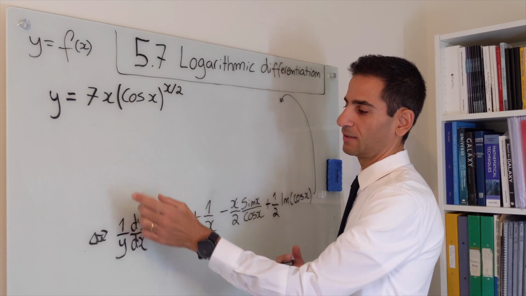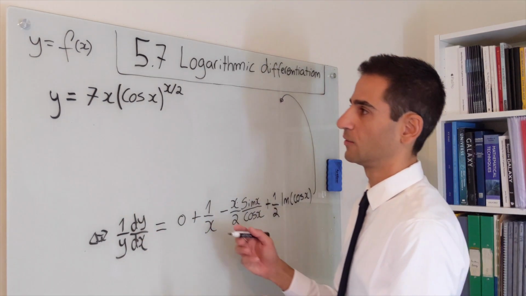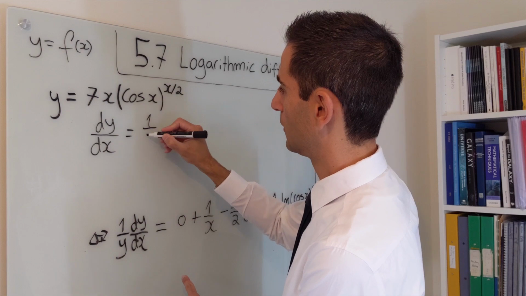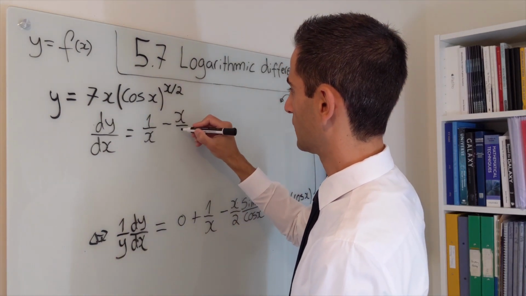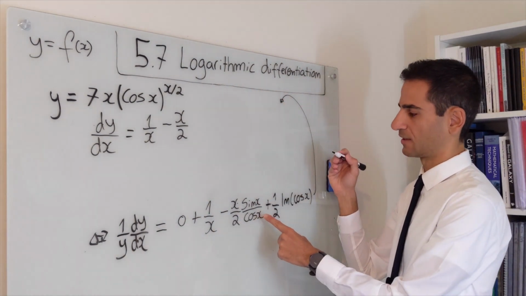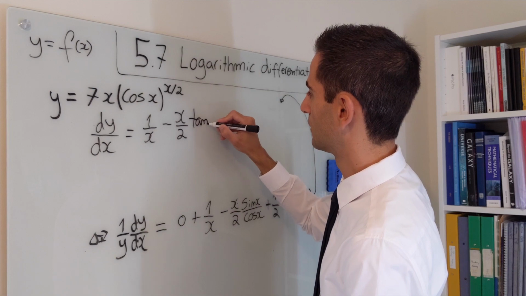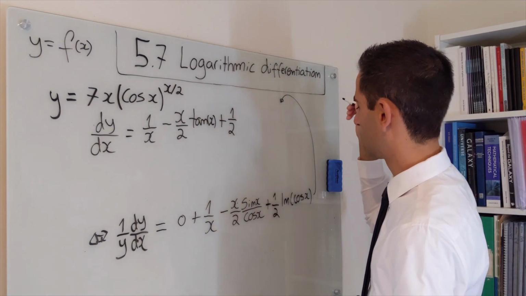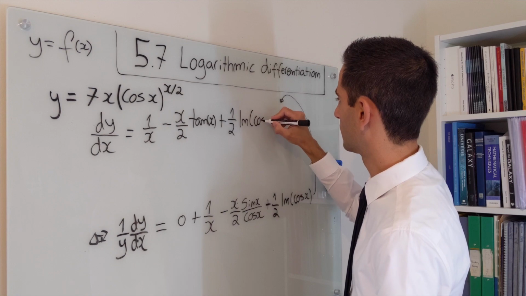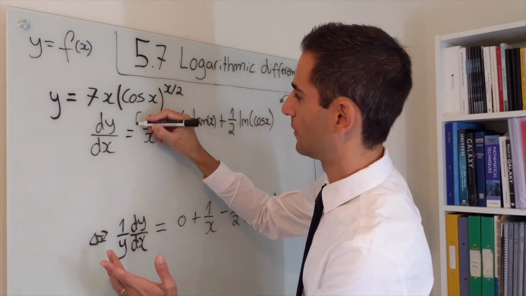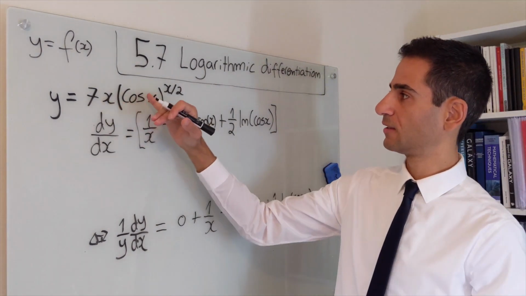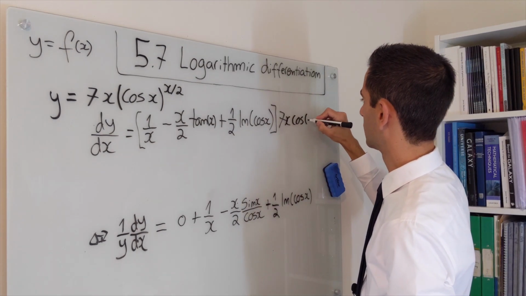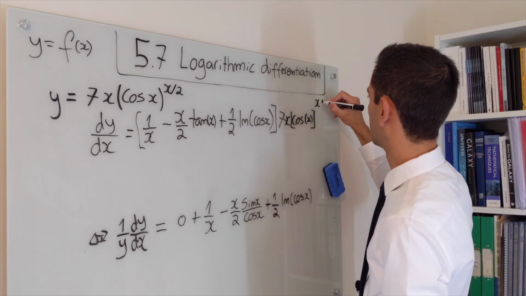We can then replace it, and we have found our final solution, which means that dy/dx is equal to 1 over x minus x over 2 sin x over cos x. Let's call it tan x. Makes your life easier. There's less things to write. Plus 1.5 ln of cos x. And everything will now be multiplied by 7x cos x to the power of x over 2.